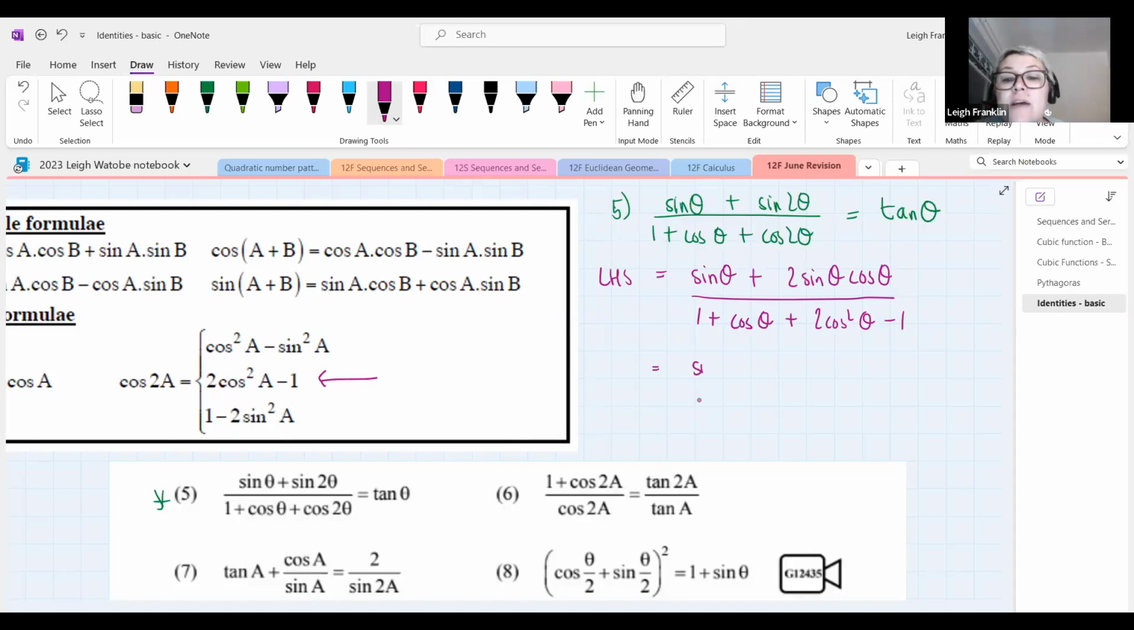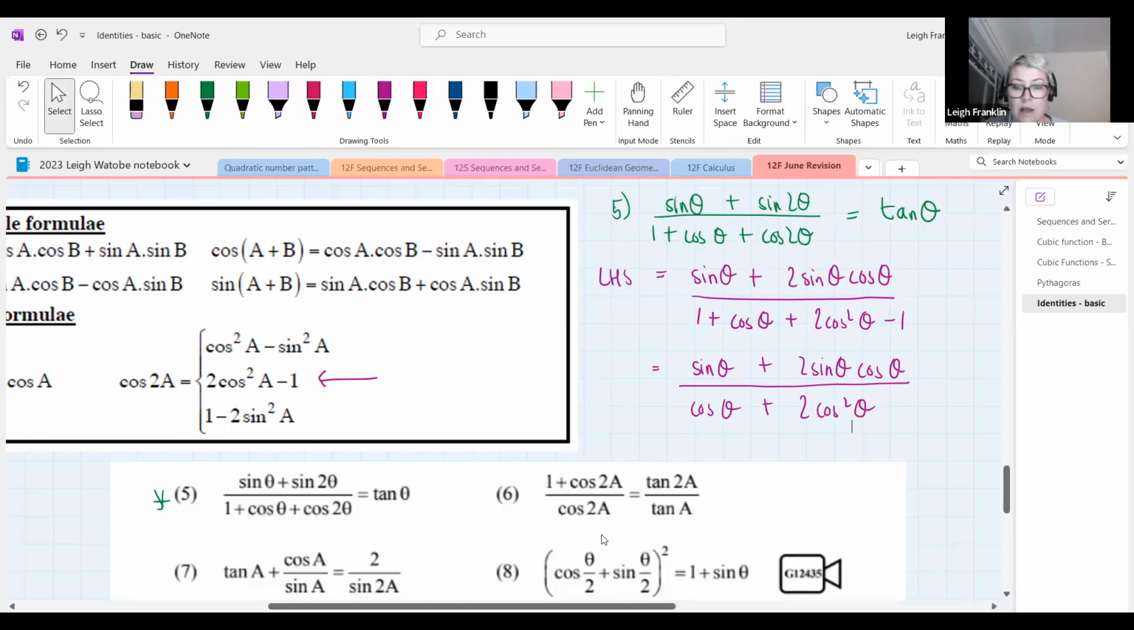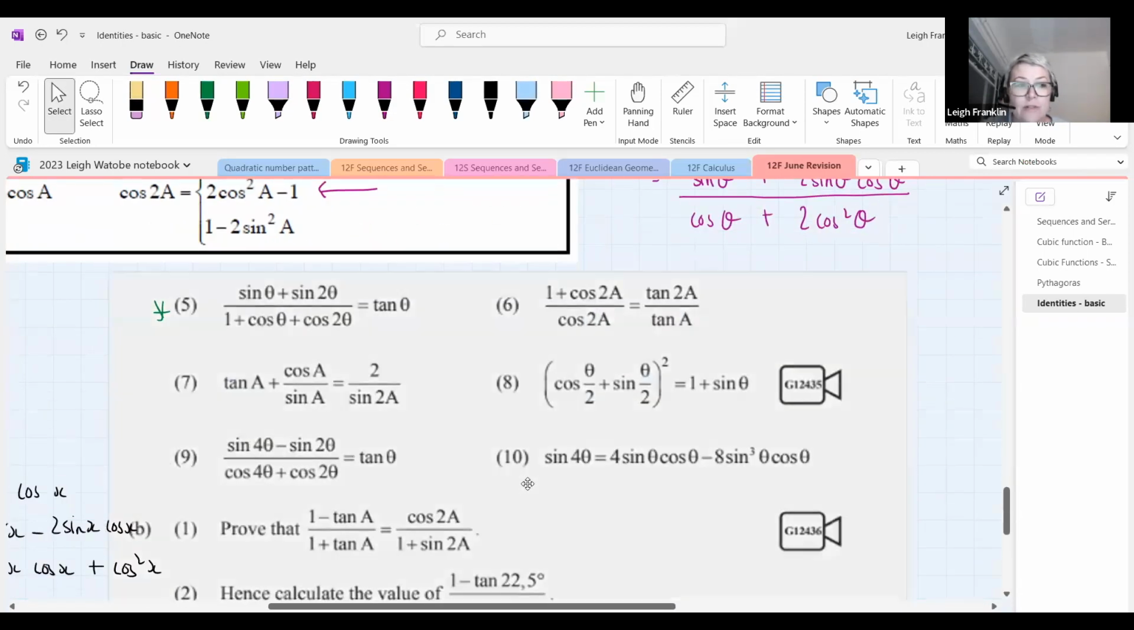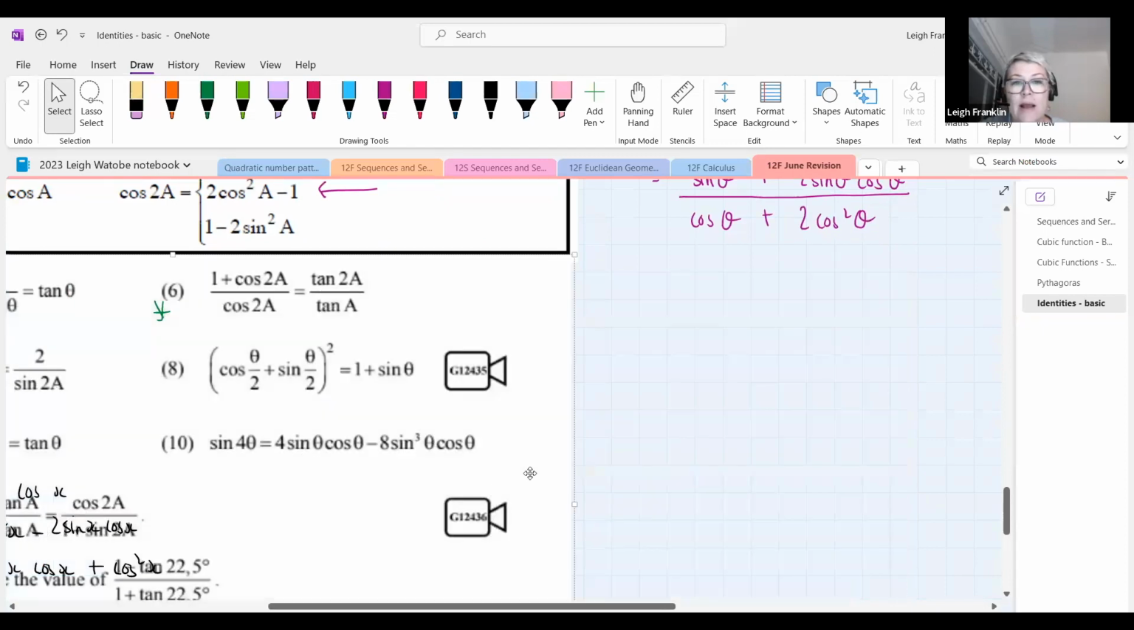So that gives us sine theta plus 2 sine theta cos theta, all over cos theta plus 2 cos squared theta. Now remember, I cannot cancel over plus and minus signs. All right, so I have to factorize. Okay, so I'm going to move that out the way now.